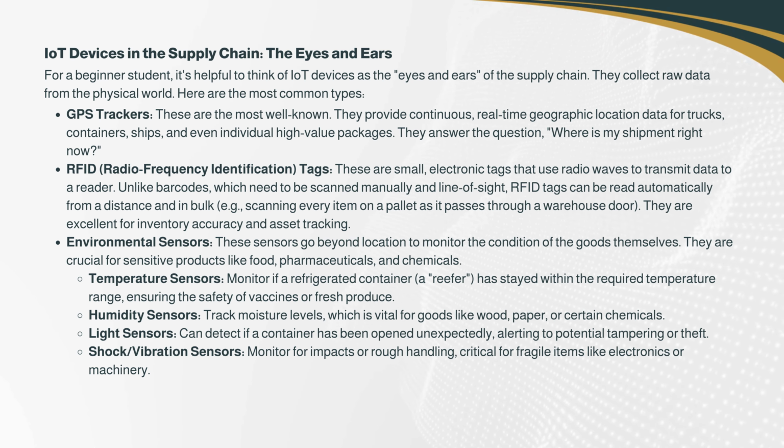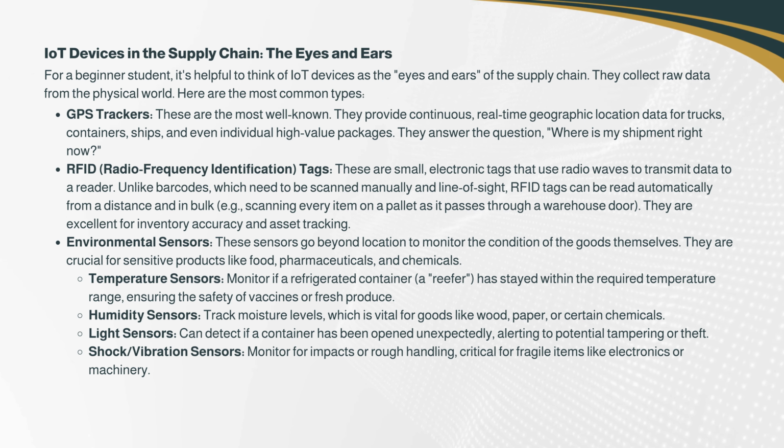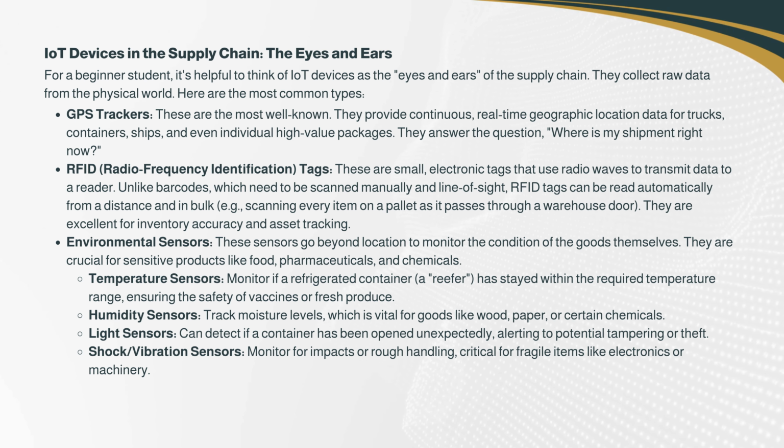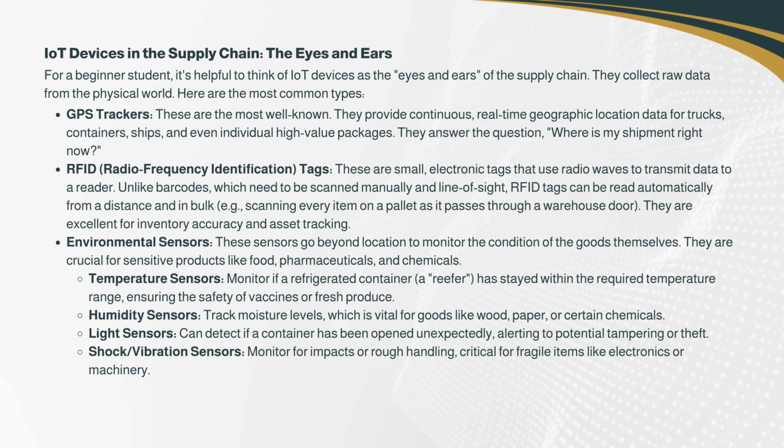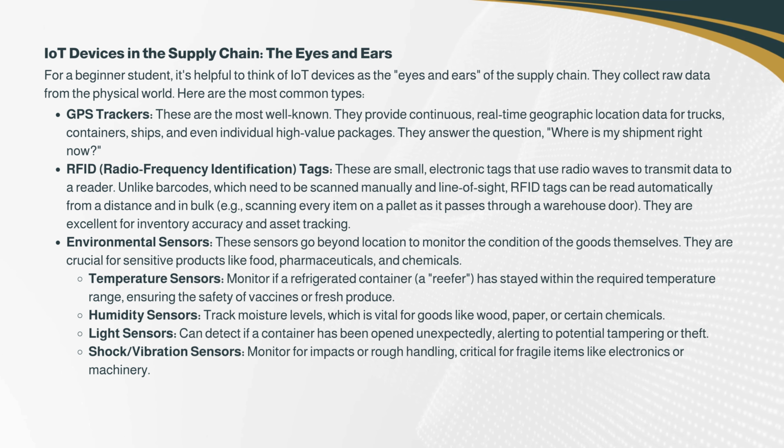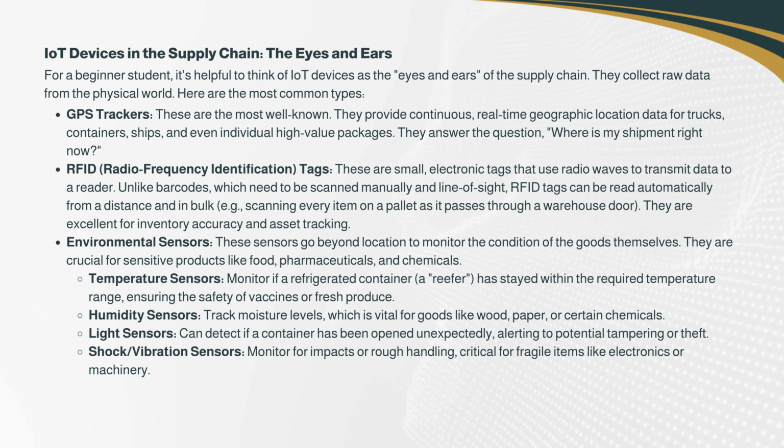RFID, radio frequency identification, tags. These are small, electronic tags that use radio waves to transmit data to a reader. Unlike barcodes, which need to be scanned manually and line of sight, RFID tags can be read automatically from a distance and in bulk, e.g., scanning every item on a pallet as it passes through a warehouse door. They are excellent for inventory accuracy and asset tracking.